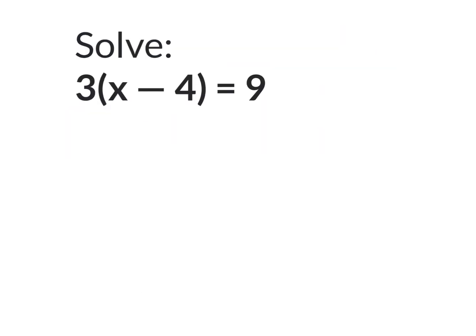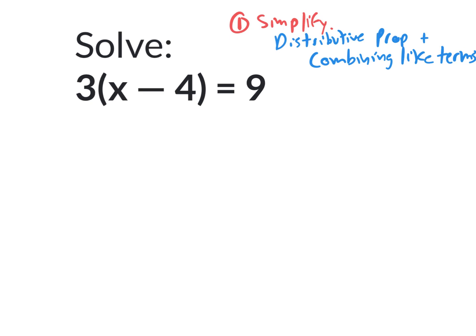Right here, they want us to solve. Whenever you have an equation, the goal is to get x by itself, but first, simplify the equation. Now, what does it mean to simplify? Simplify means distributive property and combining like terms, right? And you want to do that to each side if there's any. So we have an equal sign here. The left side does have distributive property, so let's do that.